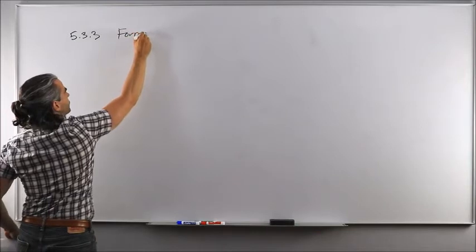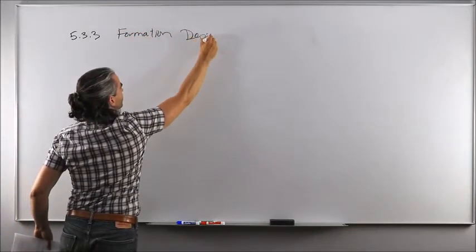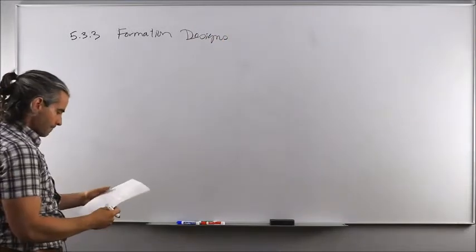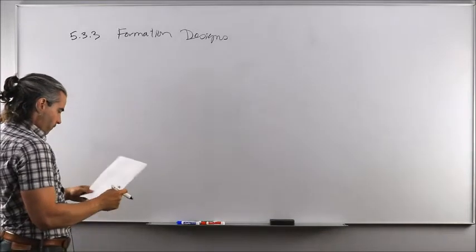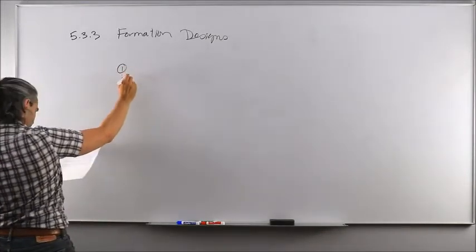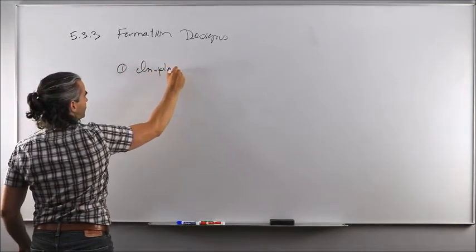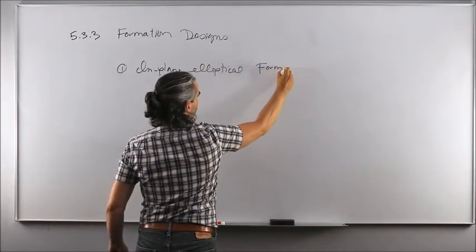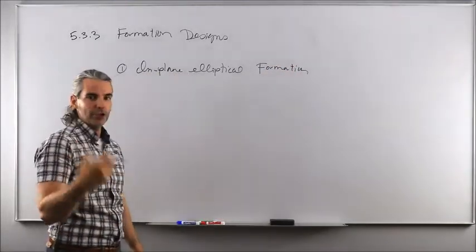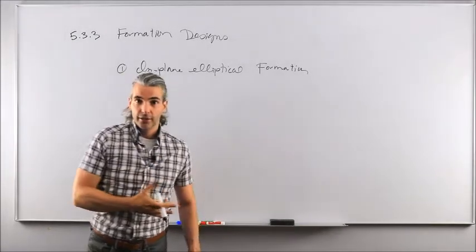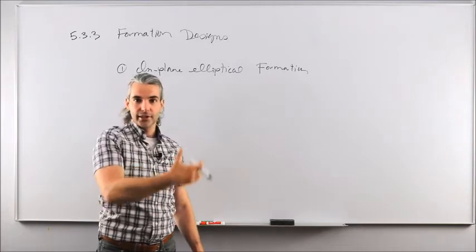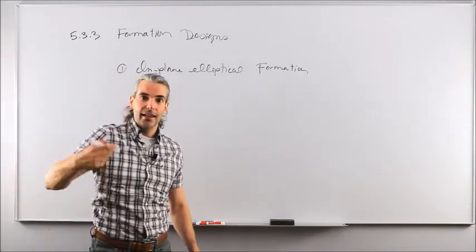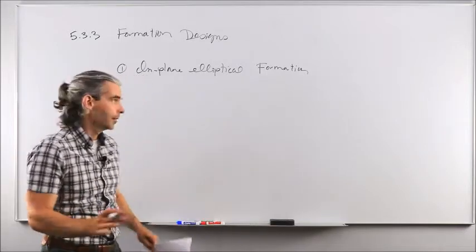So, formation designs in 5.3.3. 5 of them, okay? So, first one is referred to as the in-plane elliptical formation. So here, instead of having a three-dimensional motion, that when it is projected in the LX, LY plane draws an ellipse, all we have is an actual ellipse in the LX, LY plane with no cross-track motion or out-of-plane motion, okay?